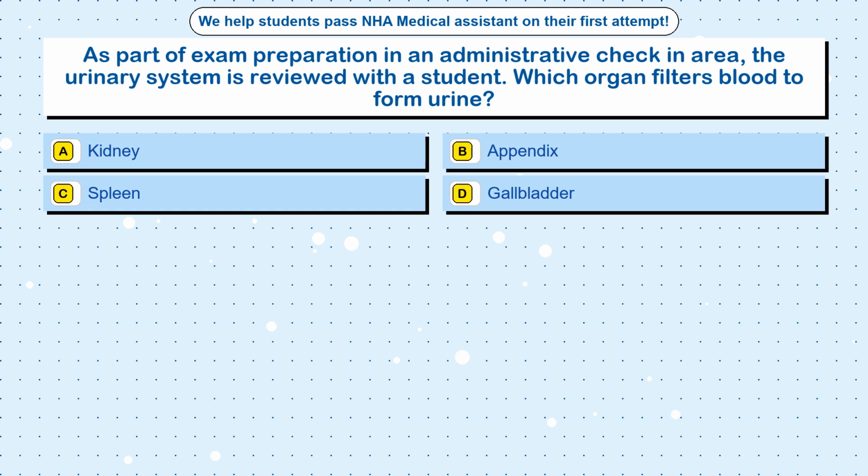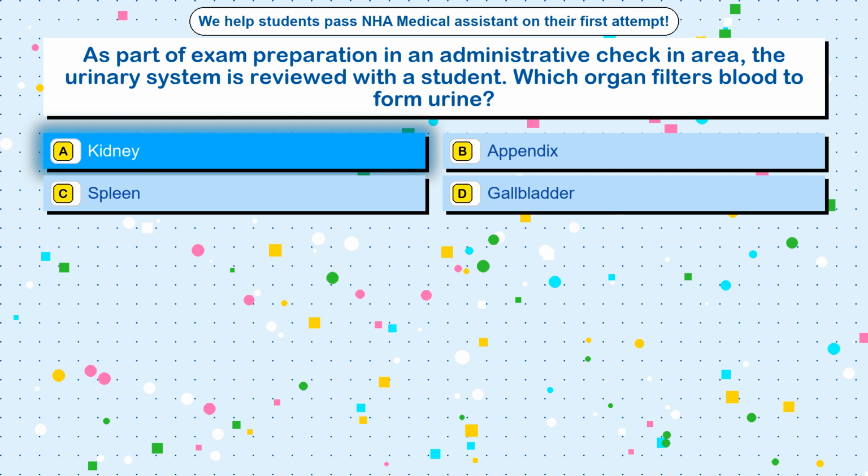Question 84. As part of exam preparation in an administrative check-in area, the urinary system is reviewed with a student. Which organ filters blood to form urine? Option A, kidney. Option B, appendix. Option C, spleen. Option D, gallbladder. The correct answer is option A, kidney.